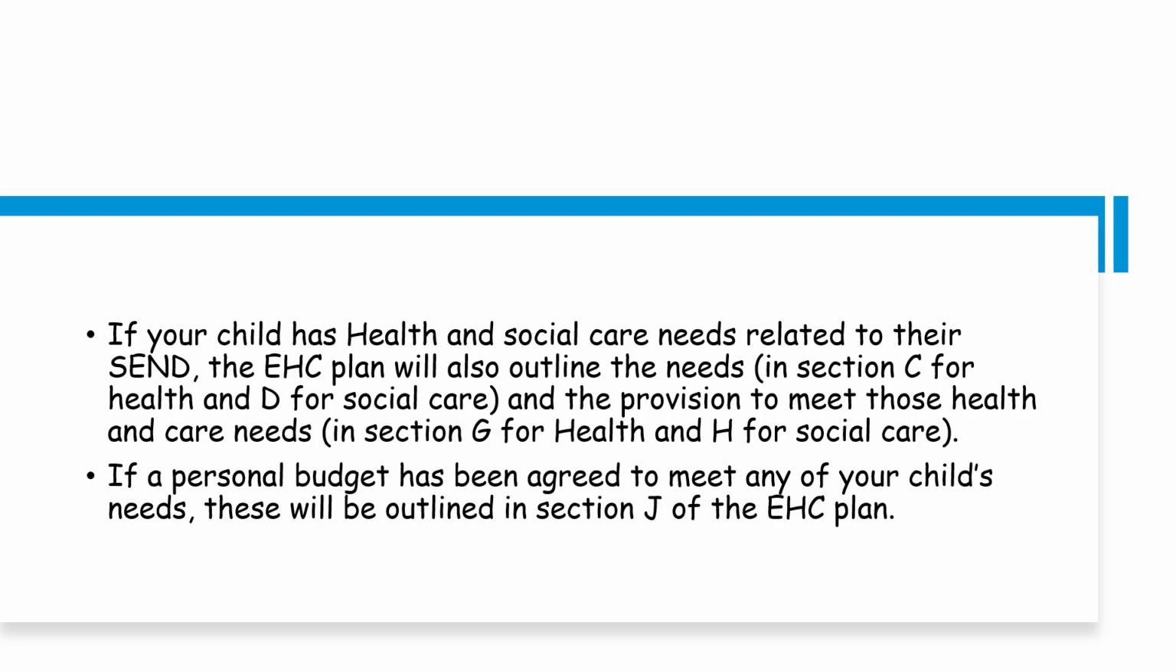If your child has health or social care needs related to their SEND, then the EHC plan will also outline these needs too, in Section C for health and Section D for social care. And the provision to meet those health and social care needs will be in G for health and H for social care. If a personal budget has been agreed to meet any of your child's needs, these will be outlined in Section J of the EHC plan.